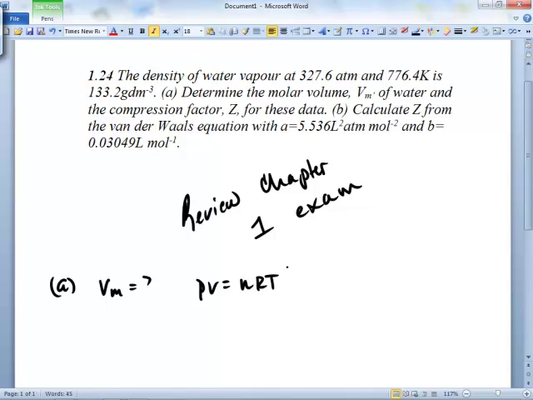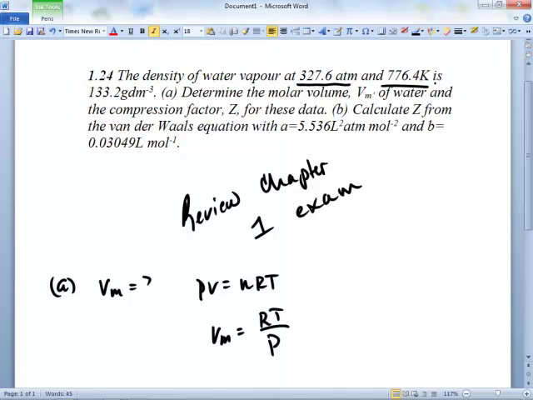Right? Well, how do I get Vm out of that? Volume divided by little n. So my molar volume would be RT all over P. Okay. Did they give us enough to do this? Where's the P? Where's the pressure? Oh, there it is. 327.6 atmospheres. And they gave us the T. Okay.